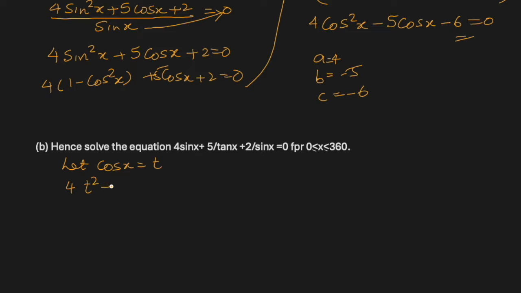4t square minus 5t minus 6 equal to 0. So since this is the question and this was changed to this, that's why I'm using this one, not the one that they've given here. So this is my equation.